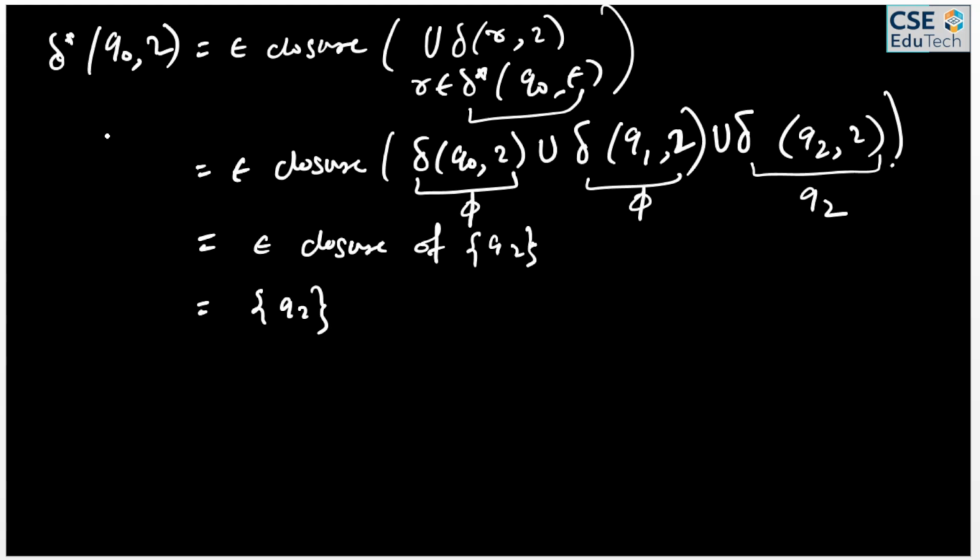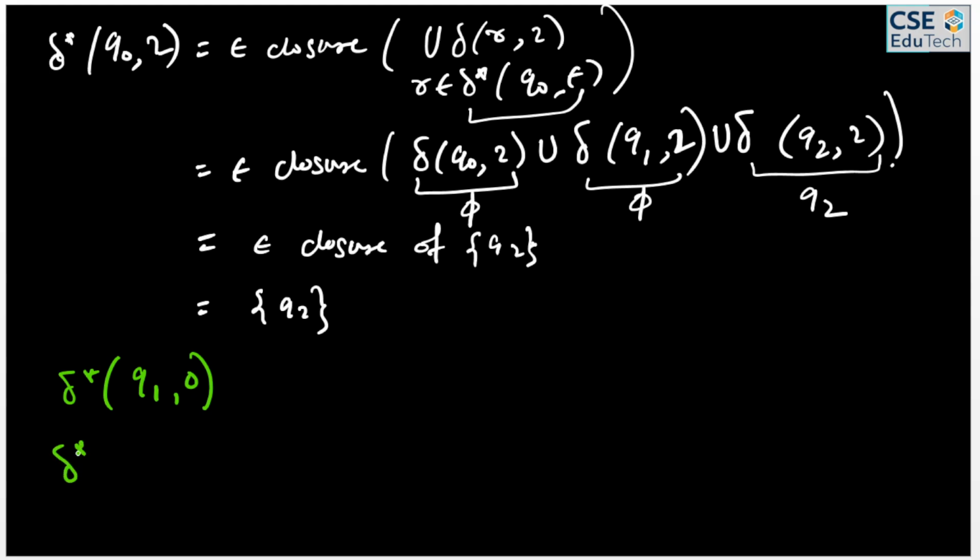Now for Q naught we have done 0, 1 and 2, all the symbols covered. Step 1 we have done. Now step 2: we have to do it for Q1. Now we have to calculate delta star for Q1 0.